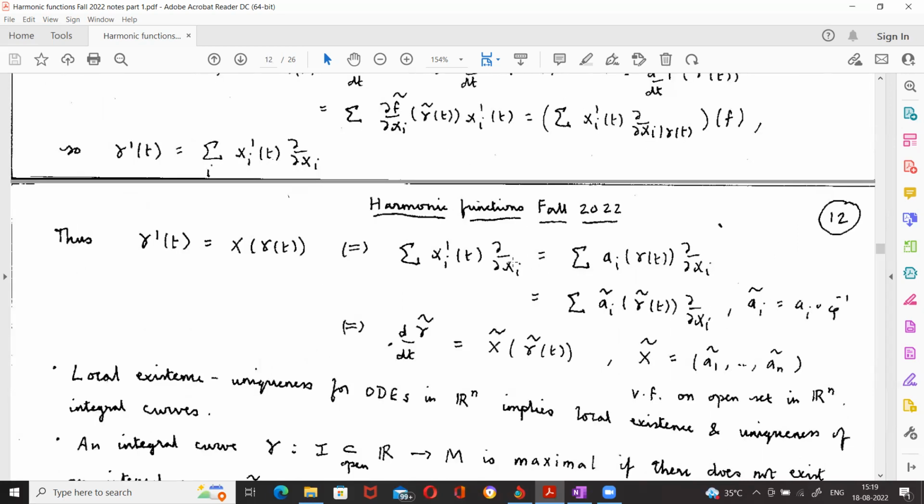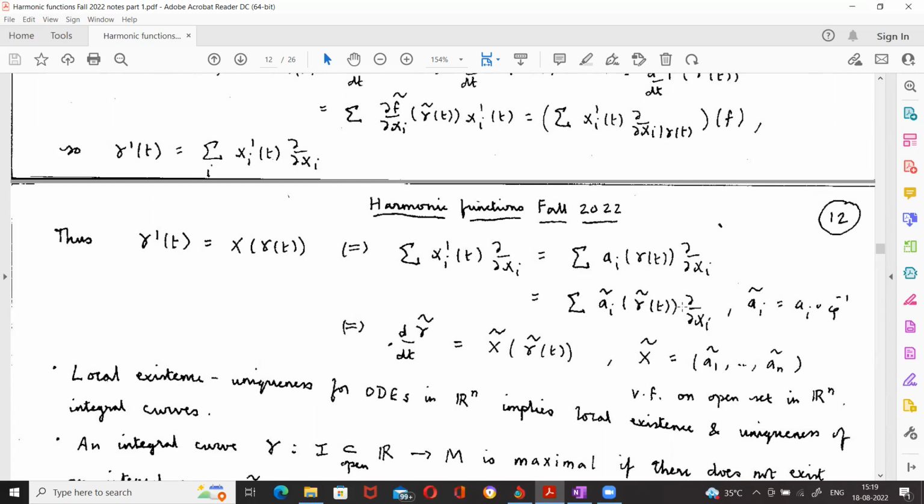Now del xi's are a basis. So this equation means that the coefficients of del xi's have to be equal, right, for all i? And if I want to write this as an ODE in Rn, what I do is I write this ai of gamma t as, again, ai tilde of gamma tilde, where ai tilde is ai composed with phi inverse, and gamma tilde is phi composed with gamma.